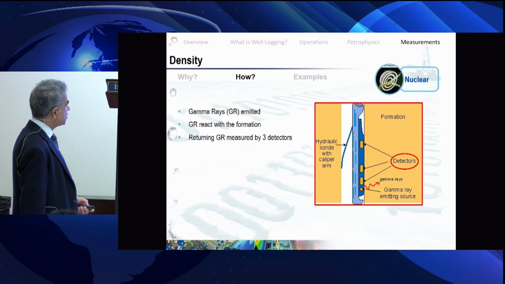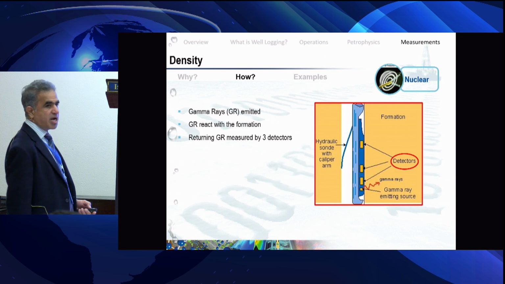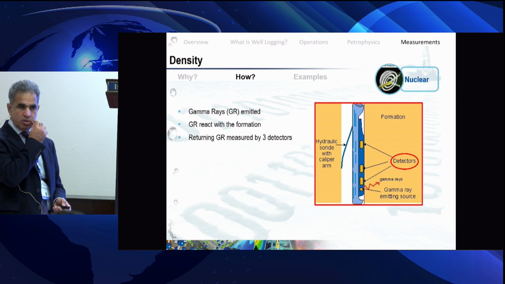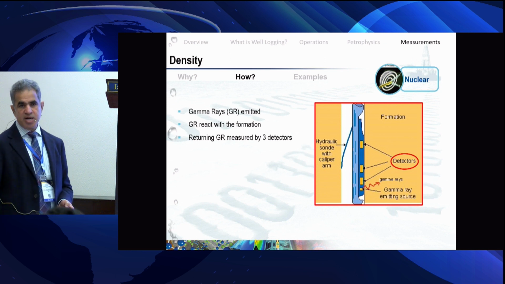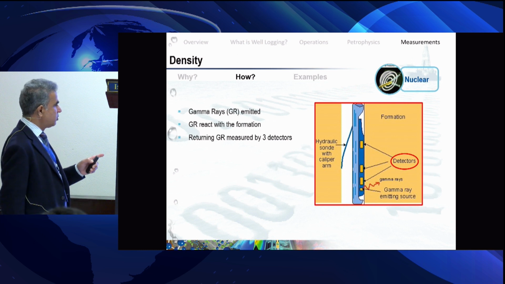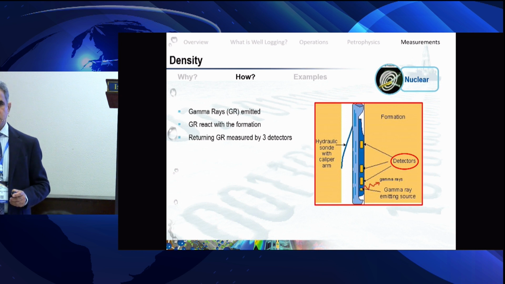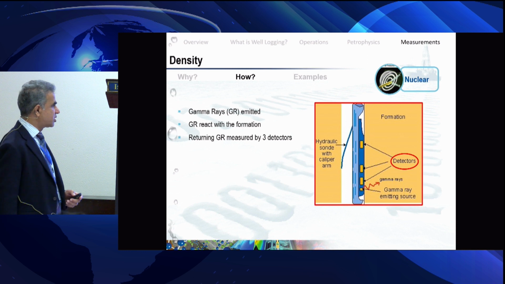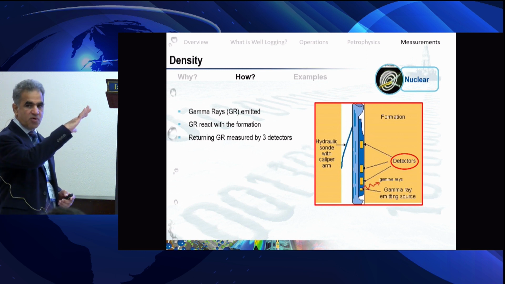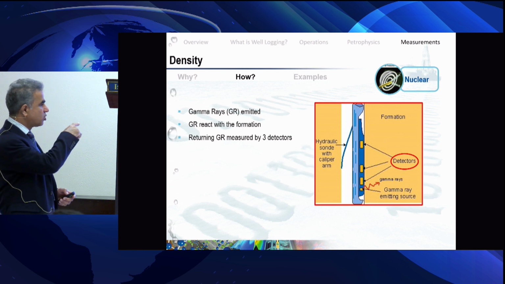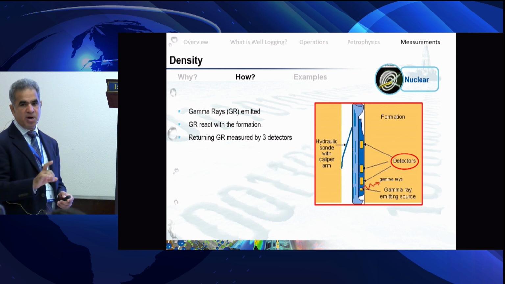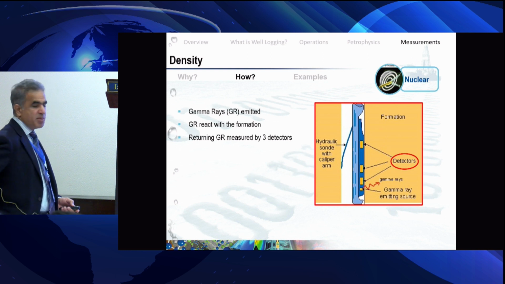And so the gamma rays emitted react with the formation, and the returning gamma rays are measured by 3 detectors. In a modern density tool, we have 3 different detectors: one close to the source, one in the middle, one away from the source. The one away from the source will read deeper into the formation, while the one close to the source will read close to the borehole and some part of the formation. So the combination will give us formation density.